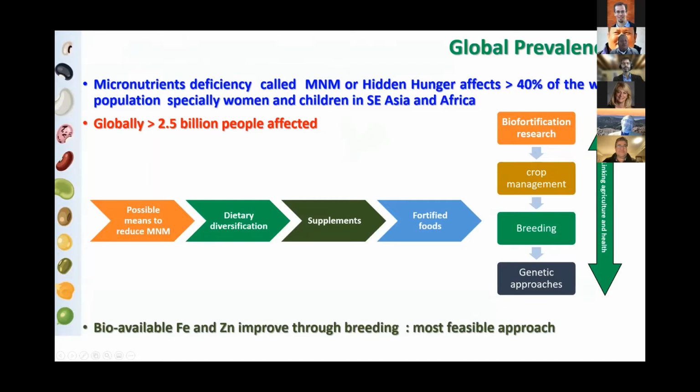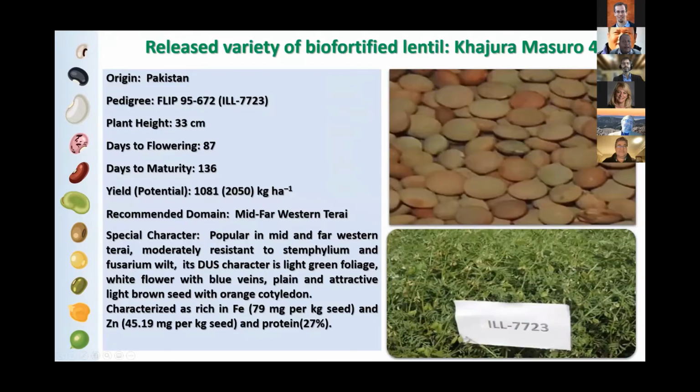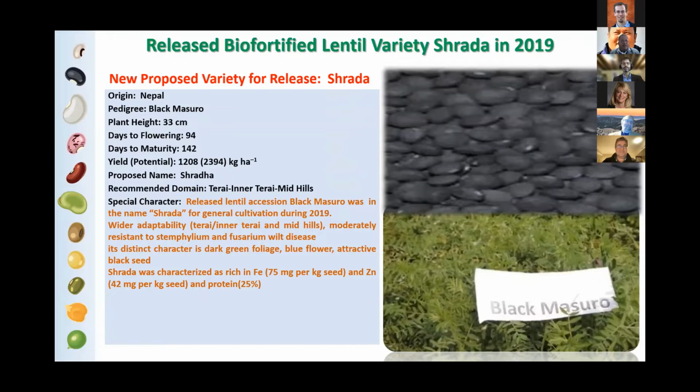So only the breeding approach is the most feasible approach to develop biofortified lentil. Next. And yes, that's why these are the biofortified lentils we released: Khajura Masuro 3, having high iron, zinc, and protein concentration, adapted to Terai to mid hills. Next, please. And also Khajura Masuro 4 was released. This is also a biofortified lentil. Next. Shrada, a black lentil, was also released. It also has high iron and zinc concentration. Next.